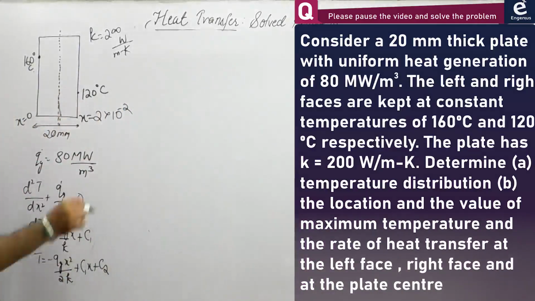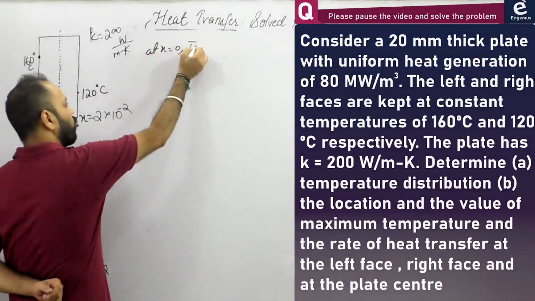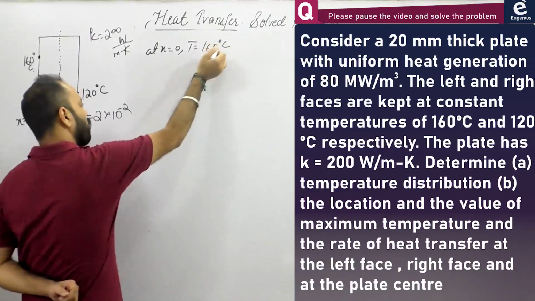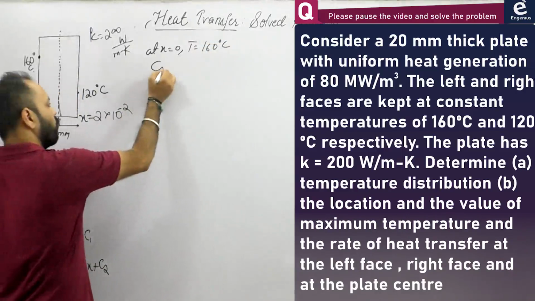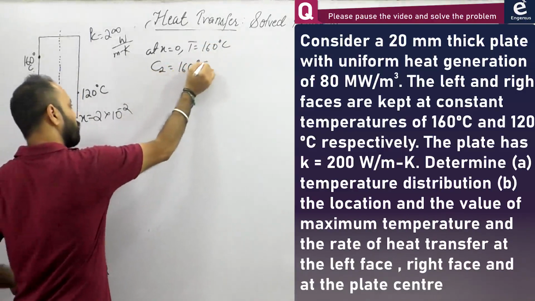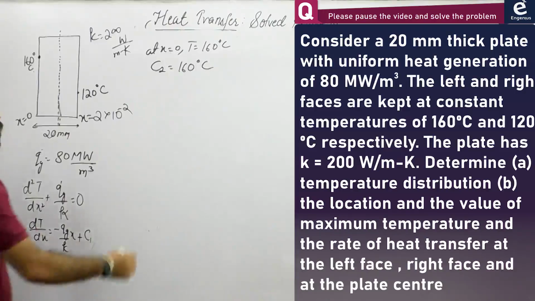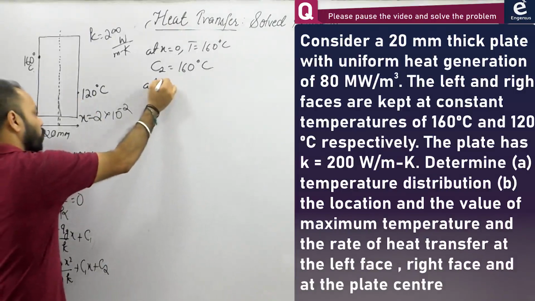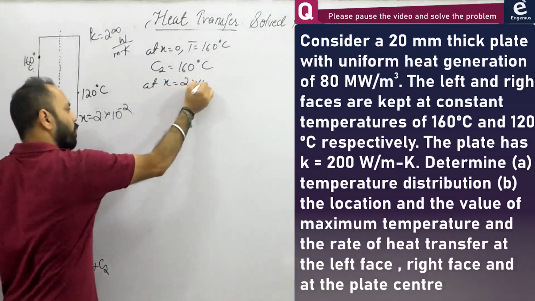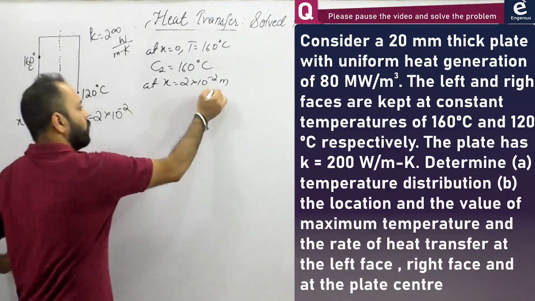What are the boundary conditions? At x equal to 0, T is equal to 160 degrees Celsius. Fine. So put x equal to 0. You got that C2 is equal to 160 degrees Celsius. Correct? Fine. At x equal to, यहाँ अगर आपने 20 लिख दिया सारा क्वेश्चन गलत हो जाएगा. At x equal to 2 into 10 power minus 2 meters, T is equal to 120 degrees Celsius.